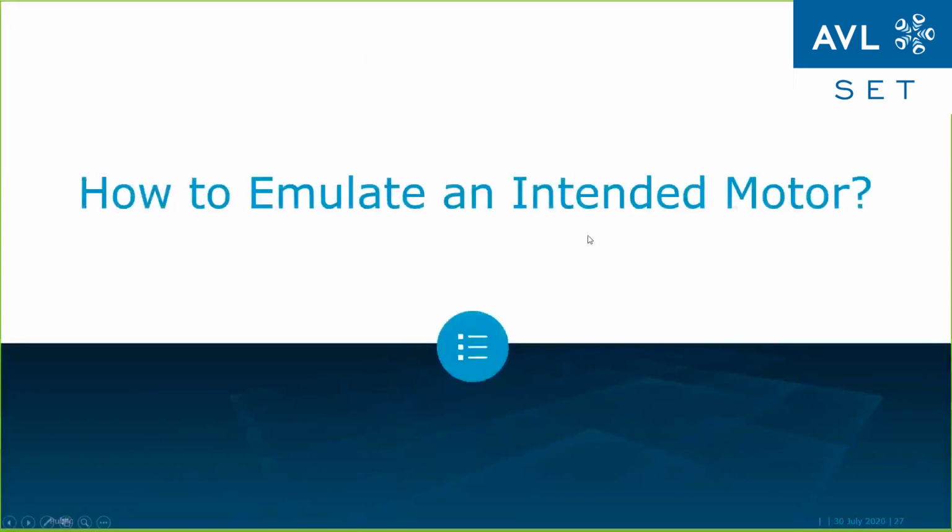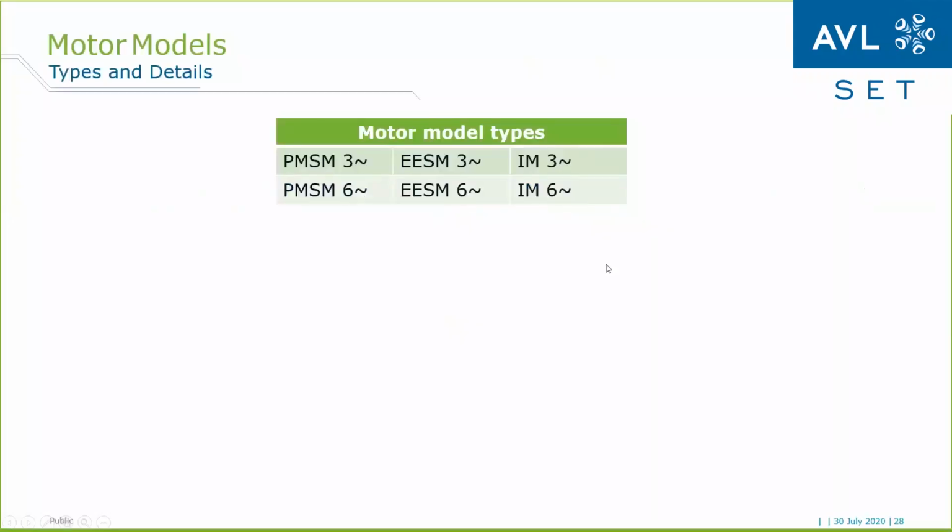So now we have successfully installed the inverter and successfully connected the resolver, or the rotor position sensor, and we also checked the functionality. Now we want to know how we can emulate an intended motor. From our side, the AVL SCT provides these motor model types: permanent magnet synchronous machine 3-phase and 6-phase, externally excited synchronous machine 3-phase and 6-phase, and induction machines 3-phase and 6-phase.